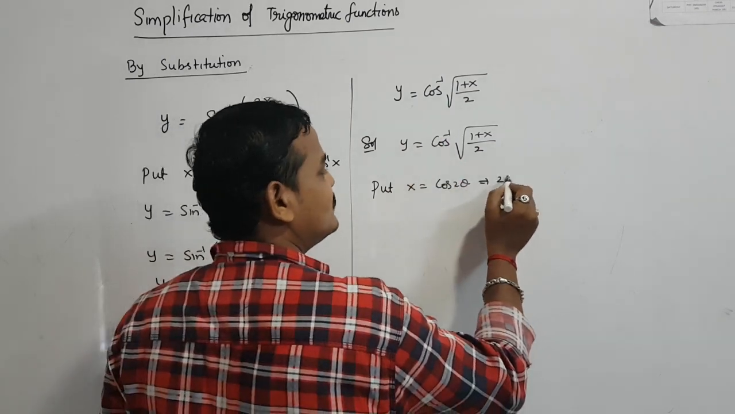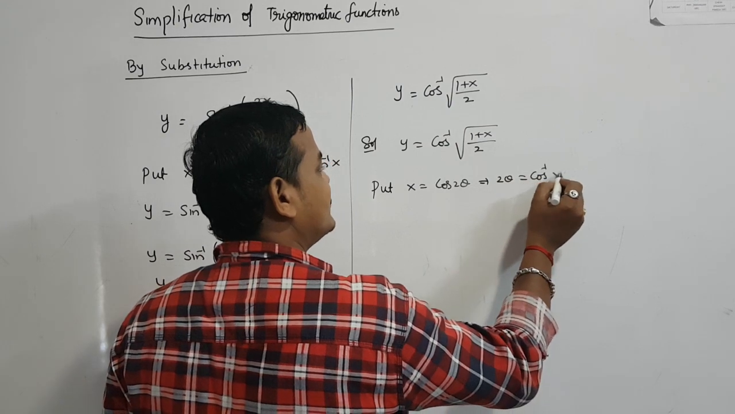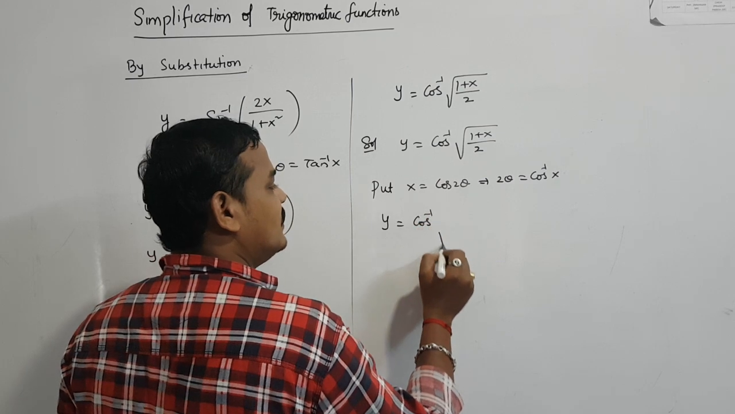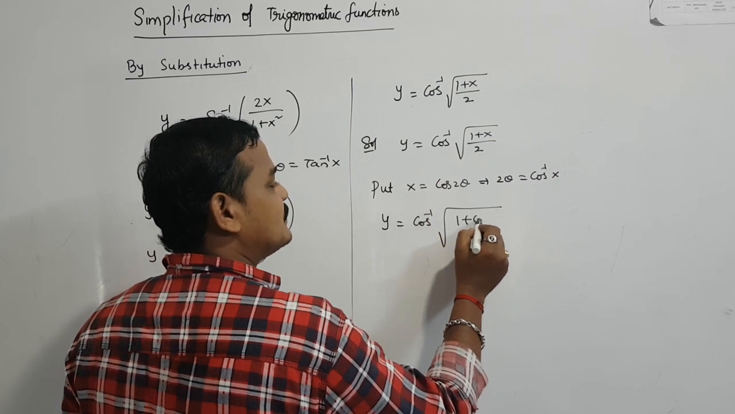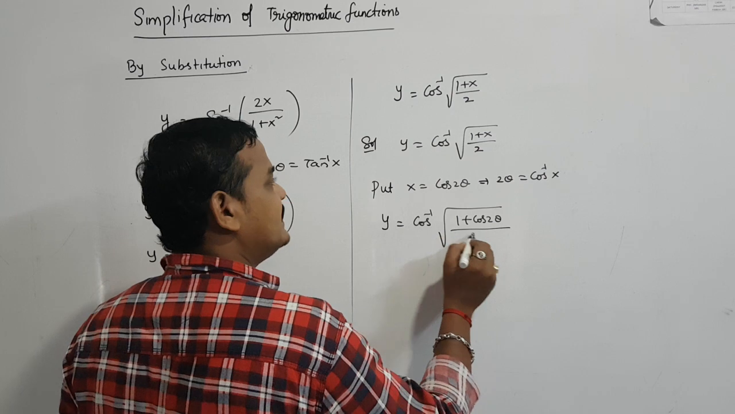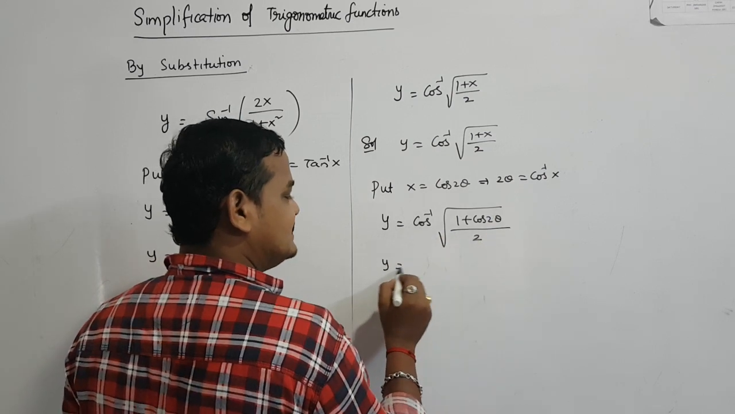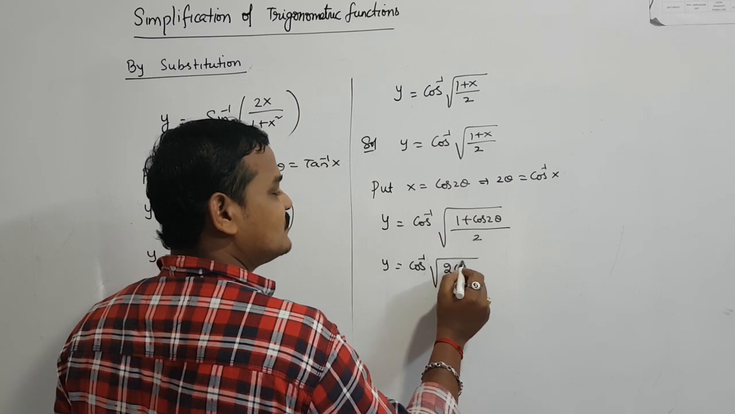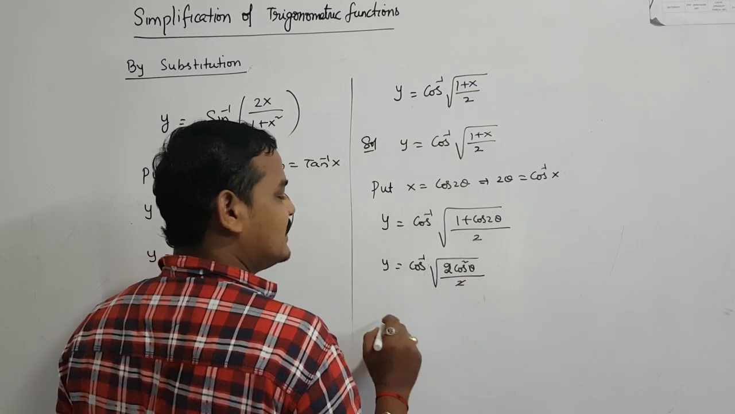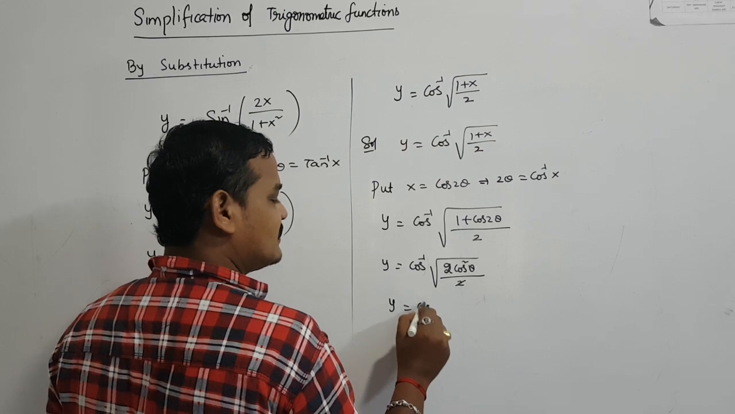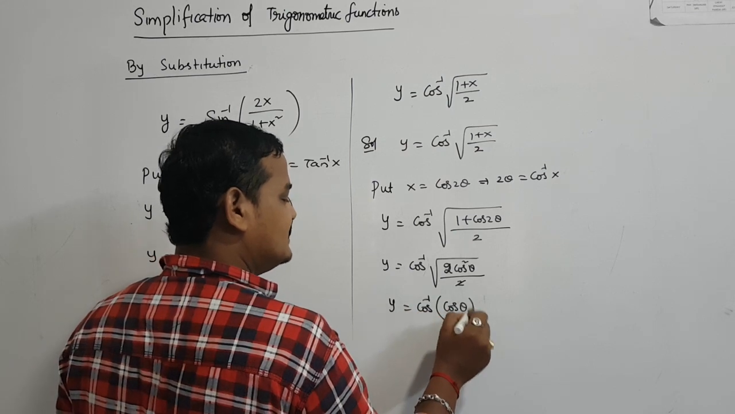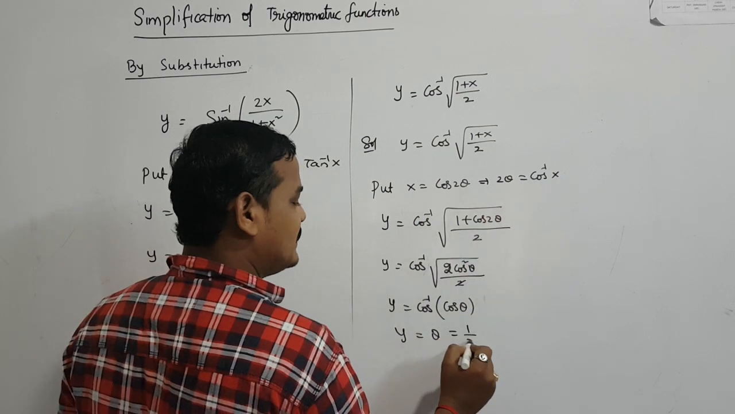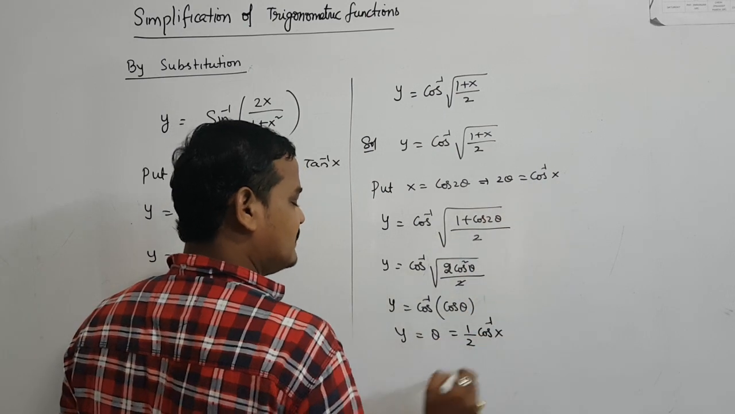Then it implies 2 theta is equal to cos inverse of x. So y is equal to cos inverse of root over 1 plus cos 2 theta by 2. So y is equal to cos inverse of root over 2 cos square theta by 2. The 2 cancels. y is equal to cos inverse of cos theta. So y is equal to theta. The value of theta is 1 by 2 into cos inverse of x.